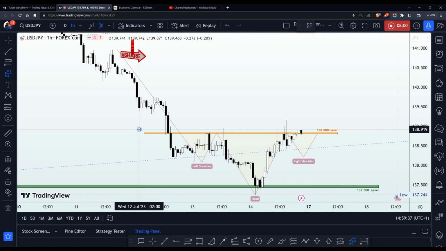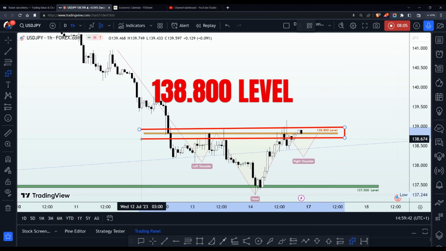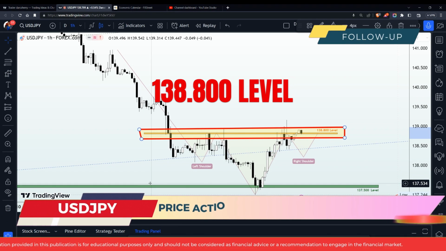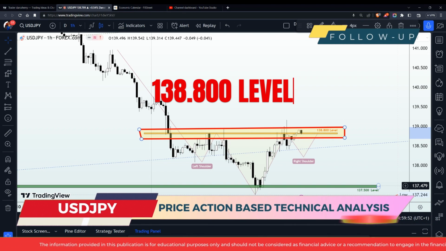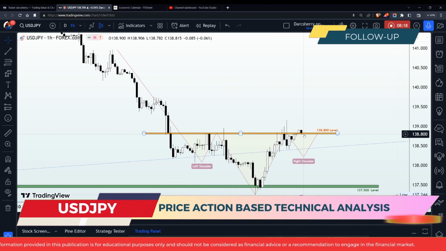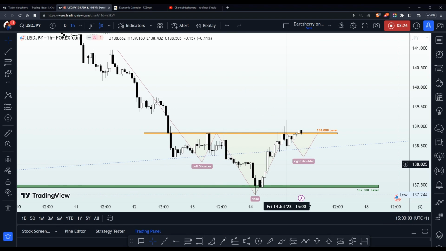And interestingly, we have a neckline situated at a psychological level at the 138.800 level, which we of course need to see a breakout of to validate the potency of this reversal pattern. And in that regard, this neckline here will be serving as our key level for the week. Now, you know how we use our key level in this community. As long as price remains above the key level, we of course want to be looking out for patterns and structures that will support the idea of buying the USDJPY.